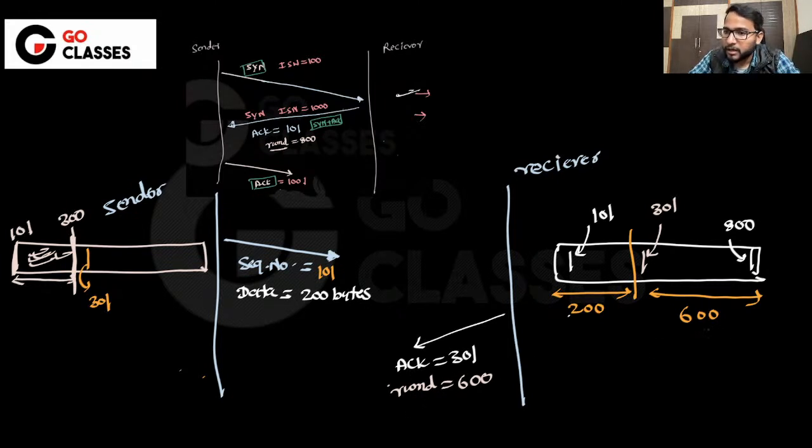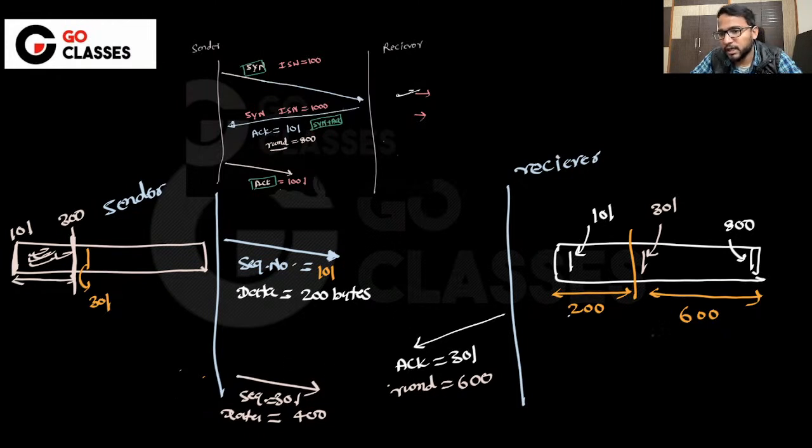Interestingly, this remaining could be more than 600 also, which means by the time you are sending me this 200 bytes, my buffer may actually have become more than 600. Let's suppose it has been increased to 800 or something like that, which means I can receive either 600 or maybe more. So you can send at max 600 here. Let's suppose the next sequence number you are sending is 301, and you can send at most 600 bytes of data. Let's suppose you are sending 400. Okay, so it is very easy.